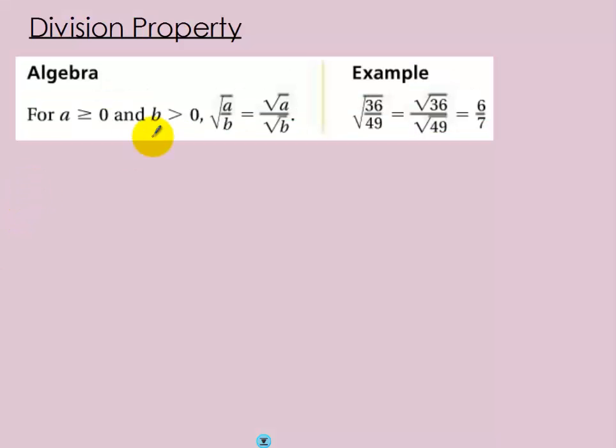Division property. So what this says is if you're dividing two square roots, if you have a square root and a fraction inside, you can split that up into a square root on the top divided by a square root on the bottom.